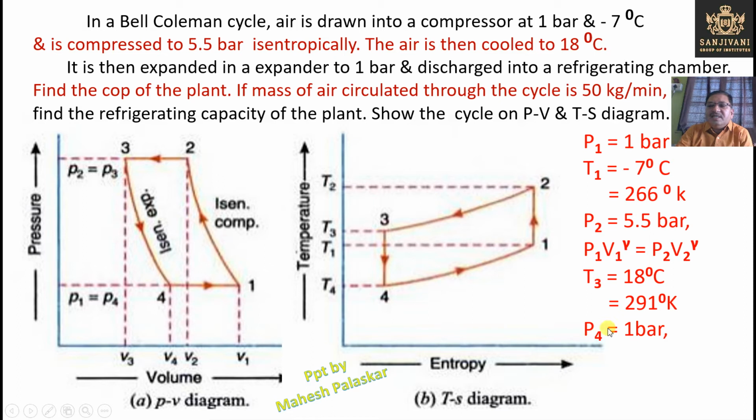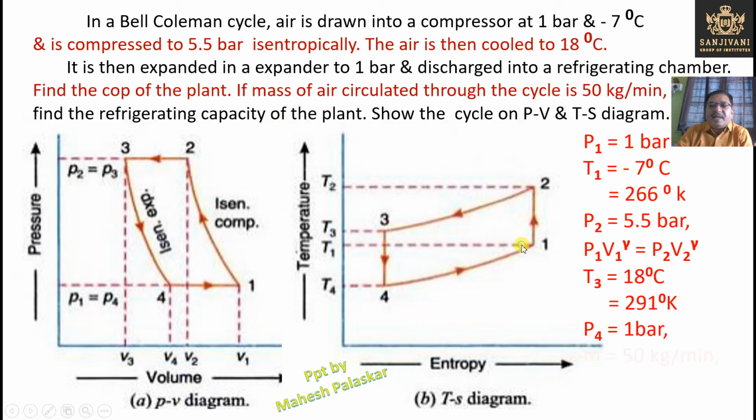Now P4 pressure is 1 bar. It is given in the problem that it is then expanded in an expander to 1 bar. So the process 3-4 is expansion. At point 4 we get the expanded air, and air is expanded back to 1 bar, and therefore P4 is equal to 1 bar and discharged in the refrigerating chamber.